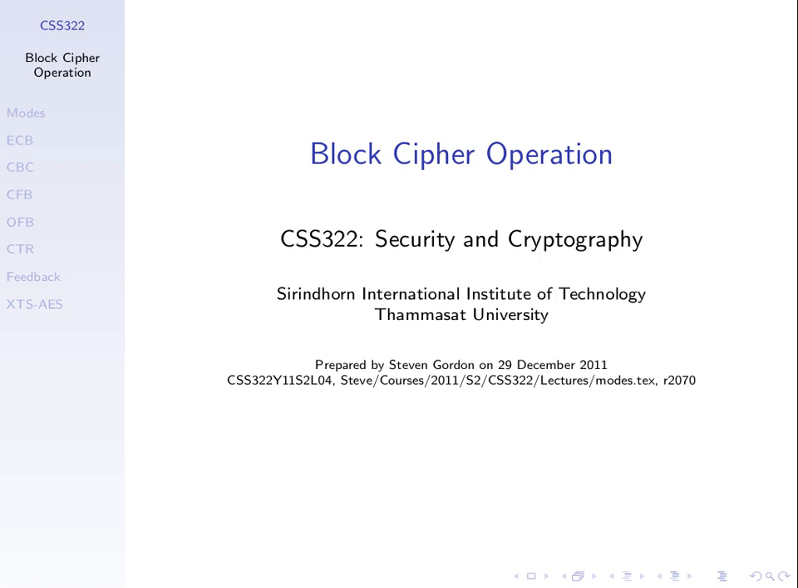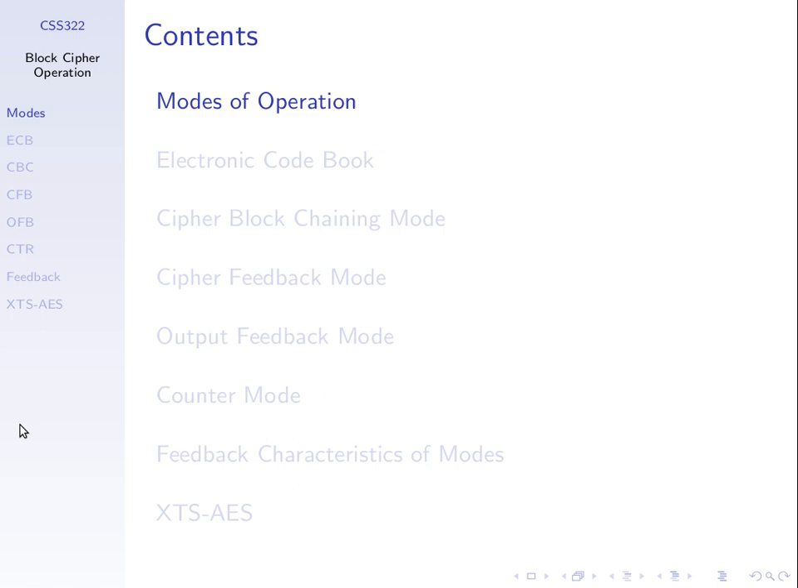These are rather simple, so we'll go through reasonably quickly. Different modes of operation they're referred to. They apply to almost any block cipher. So we've gone through DES, we've mentioned triple DES, we've mentioned AES. There are other block ciphers. These modes of operation in general work for all of them.